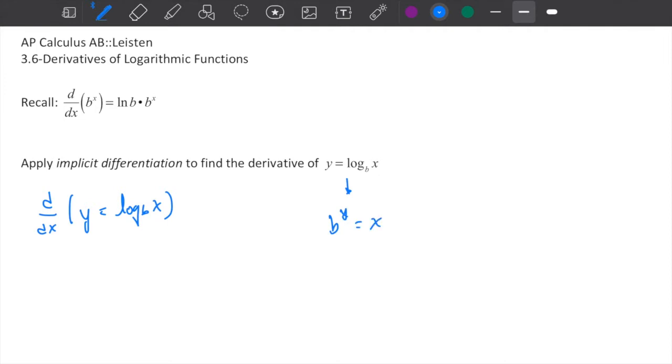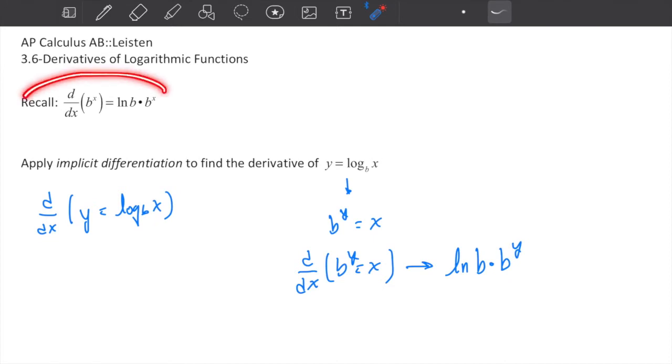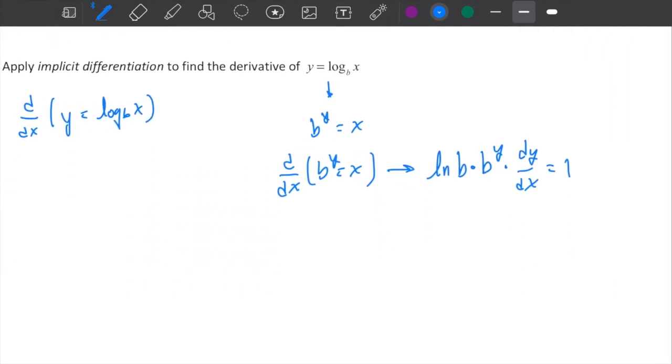I'm going to apply my derivative, so taking d/dx of b to the y equals x. Well, we've got the natural log of b multiplied by b to the y. That is using our derivative rule. Now remember in chain rule that y is an equation in terms of x, so we multiply by dy/dx equals, well, derivative of x is 1. We want to solve for dy/dx, so I'm going to divide by everything. We've got dy/dx is equal to 1 divided by the natural log of b multiplied by b to the y.